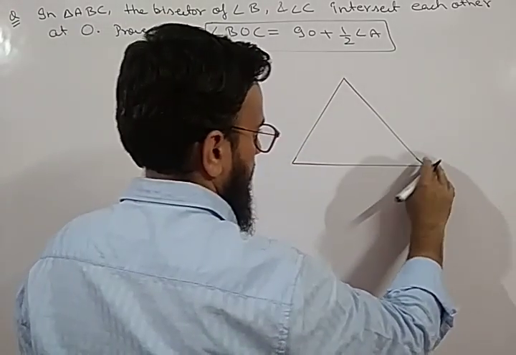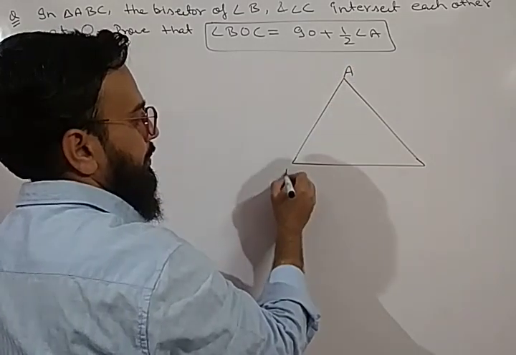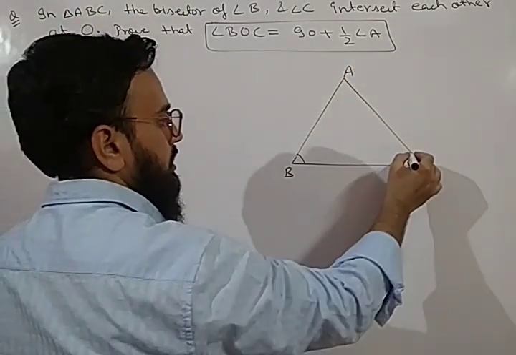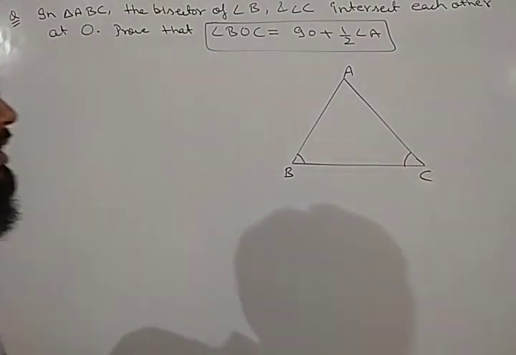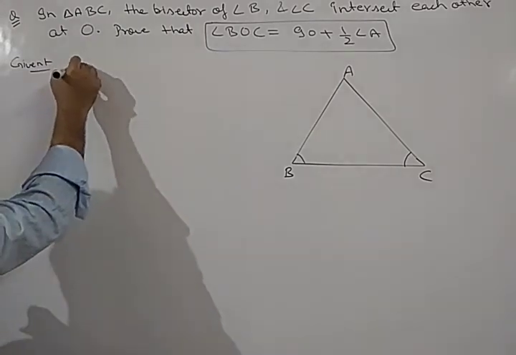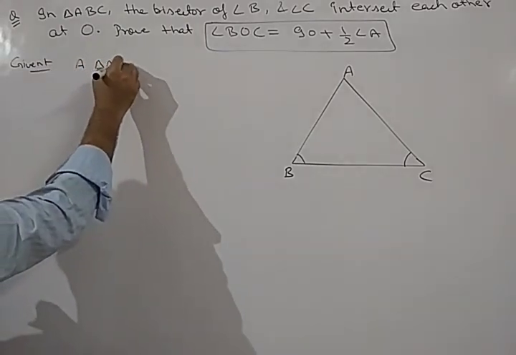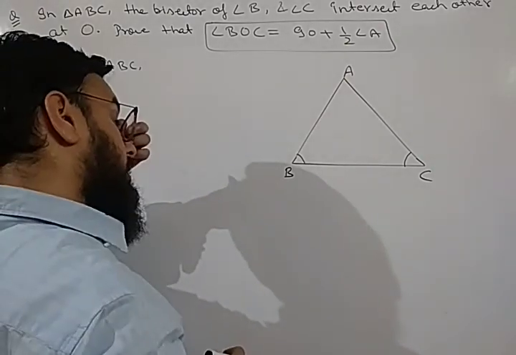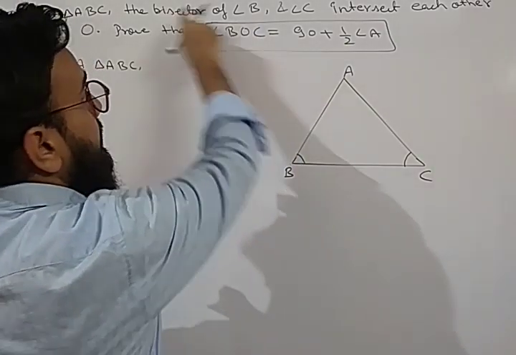So suppose this is our triangle A, B and C. This is angle B and this is complete angle C. So first thing, we will write what is given. So what is given to us? We have given a triangle ABC. Okay, and what other thing is given? The bisector of angle B and C.